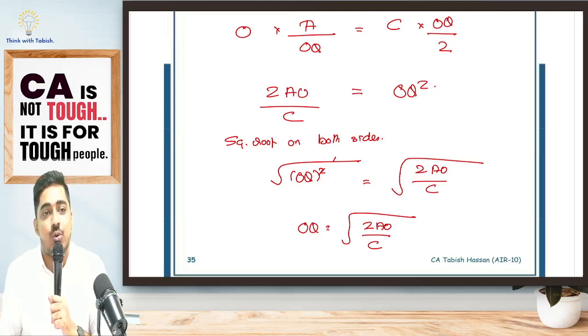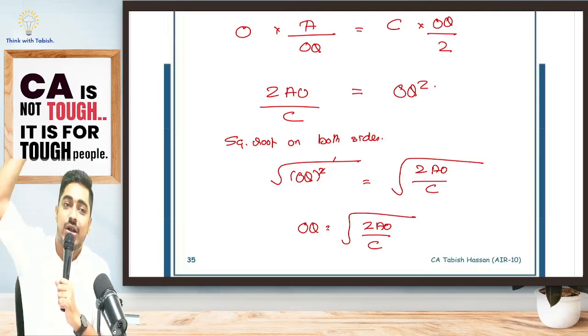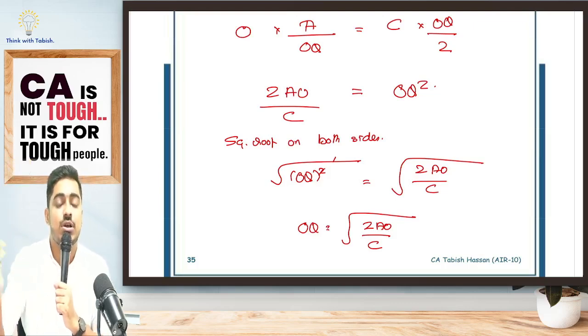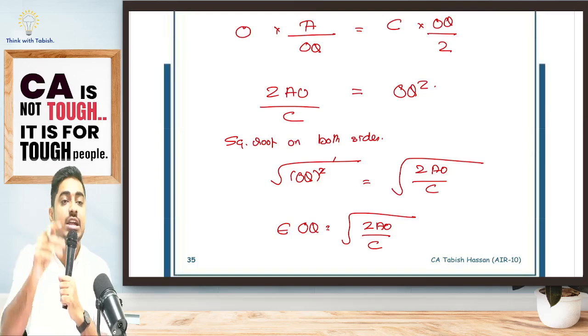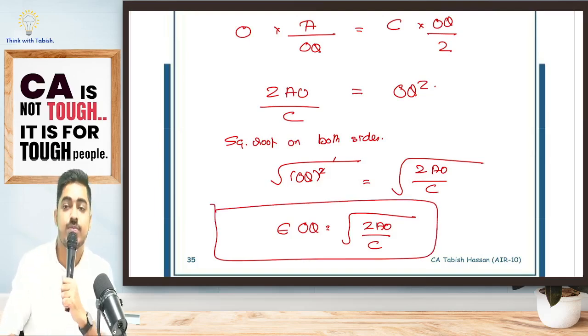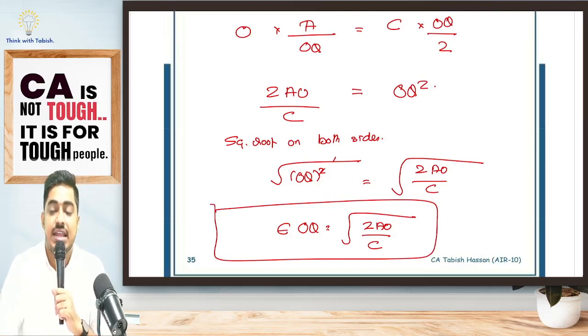Now, which ordering quantity is it? Is it any random ordering quantity? This is my most economic ordering quantity. This is that point at which my ordering and carrying cost are the same. That means this is my EOQ. Is this clear, everyone?